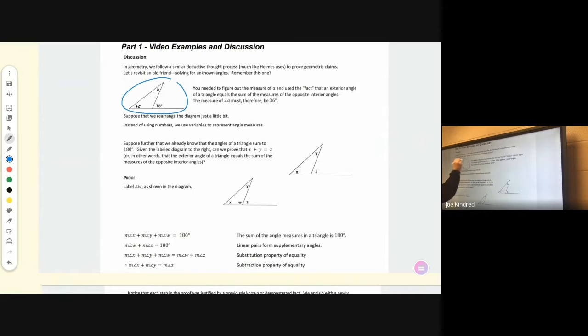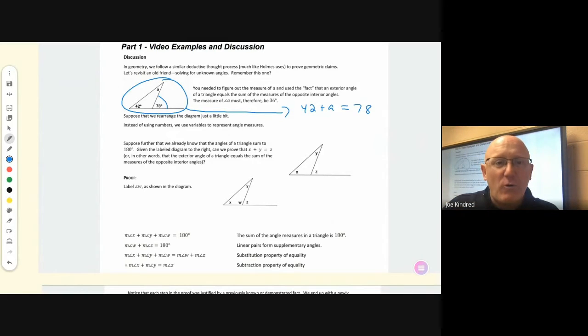This example right here. So we already know that we've been given this fact that 78 is equal to 42 plus A. We've already learned that the remote interior angle, 42 plus A, is equal to the exterior angle, 78. We learned that in previous lessons. So suppose that we take a generic approach and we label X and Y to be the remote interior angles and Z to be the exterior angle, and we want to prove that in every situation, this is going to be the case.